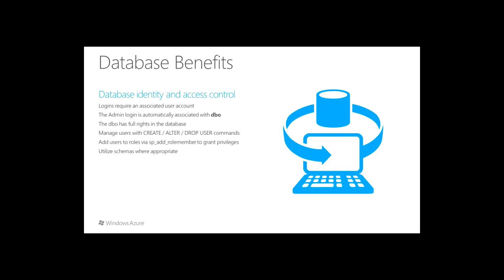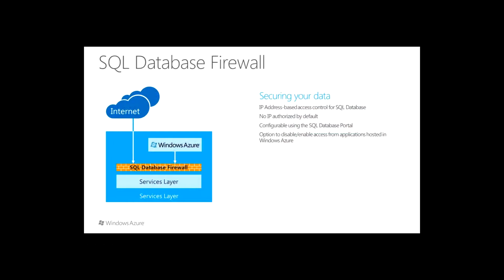Logins require an associated user account, and logins and roles are still the same. The DBO has full rights, so that admin user I created has full rights to the database. The messaging here is that a lot of it is the same. The same security really doesn't change. You will add users through sp_addrolemember to grant privileges, so that might be a little different. But you'll notice that logins and users are assigned to roles, and you can do grants and create, alter, drop permissions and all that. So that's the difference.